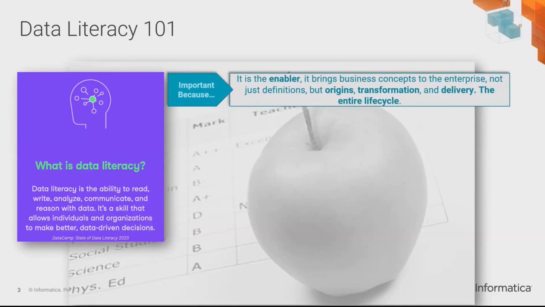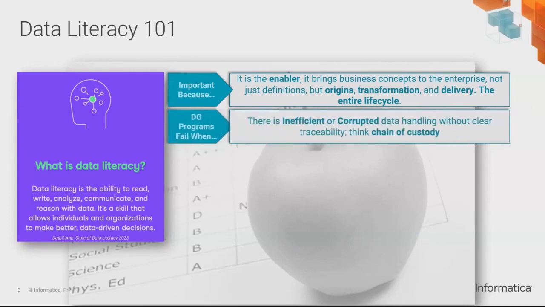It's important because data literacy is the enabler. It brings these business concepts to life, not just the definitions, but also the flow of data, where it came from, how it transforms in its journey, how it gets scrubbed and improved, hopefully, along the way, the whole life cycle. So programs tend to fail when there's inefficient or corrupted data. Think about that transformative journey from raw data, through maybe a data lake, into more scrubbed data, and then finally onto a business intelligence report. There's this whole journey that you need to be able to understand, and everyone along the way needs to be smart about data literacy and what it's used for.